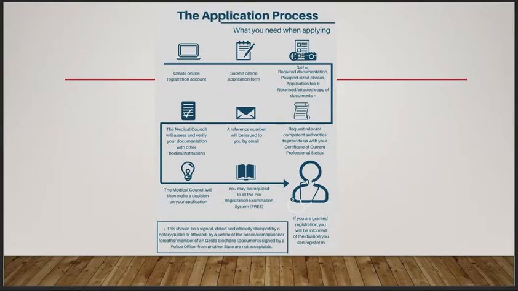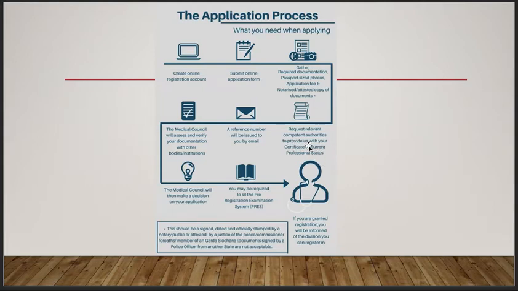Okay. Now this one, if you can see, is taken from the website medicalcouncil.ie. I know many of you have seen this, and it looks very simple, but you can see the application process and what you need when applying. So you have to create an online registration account, submit the online application form, and gather all the required documentation. And see, they have written here notarized and attested copies of documents. We are going to talk about all these things in this video, and request the relevant competent authorities to provide us with your certificate of current professional status.